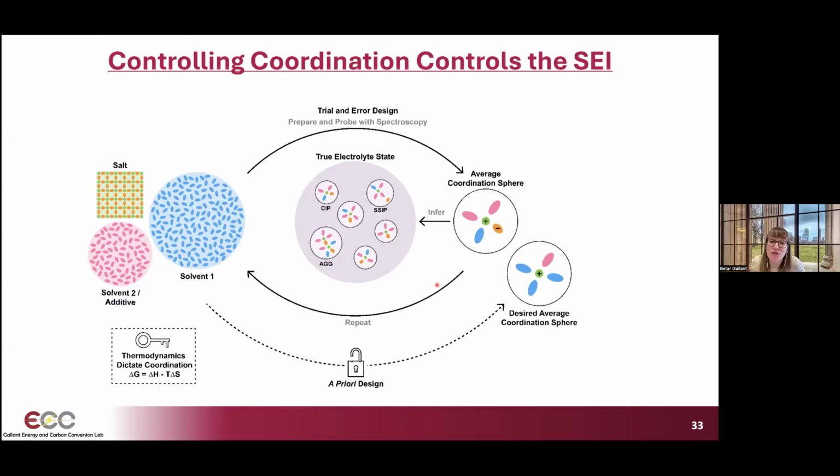It would be really compelling if we could unlock the ability to go straight from electrolyte formulation to a desired average coordination sphere so that we can short circuit this longer iterative process.